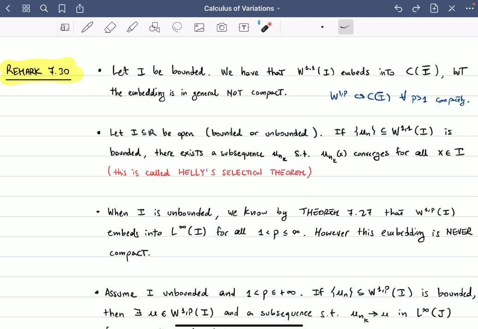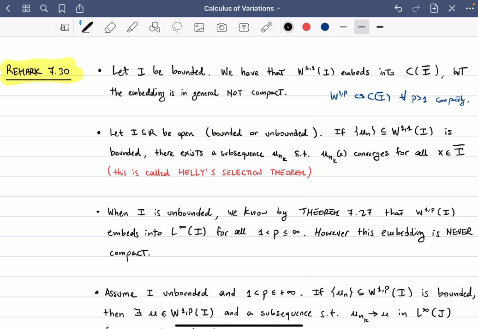The second remark is that, okay, we know that compactness fails for P equals to 1, but can we say something at least? And yes, and this is called Helly's selection theorem, which tells you that if you have a bounded sequence in W11, then there exists a subsequence such that un k converges pointwise for all x in Y. Y closed, I suppose.